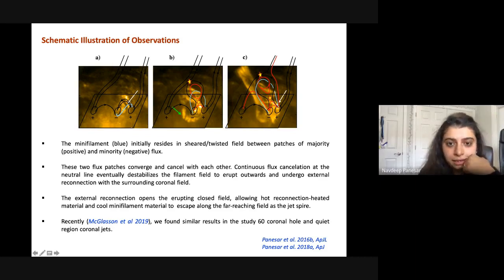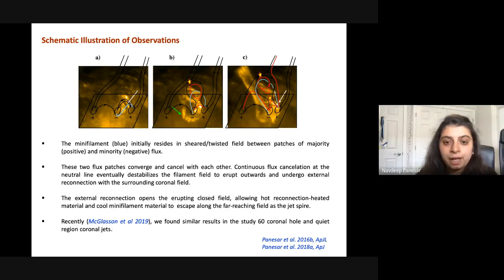As I said here, we have this internal reconnection in EUV images, in the AIA images. That's why you see a jet bright point. It occurs due to continuous cancellation when the mini-filament field erupts. Then you see a jet bright point, which is a response to internal reconnection over here. In all the observations I showed you today, we have more than 100 jets, including unpublished ones. We see this internal reconnection all the time.